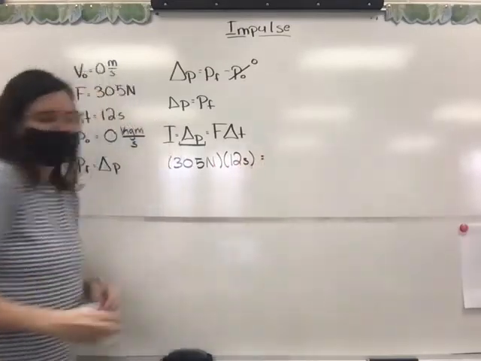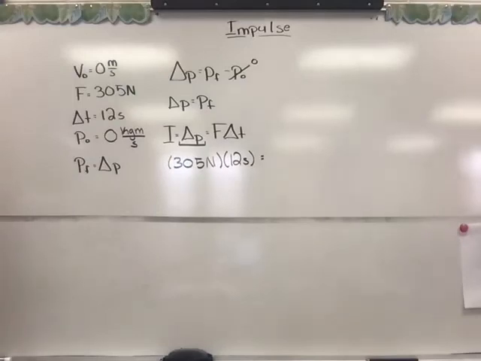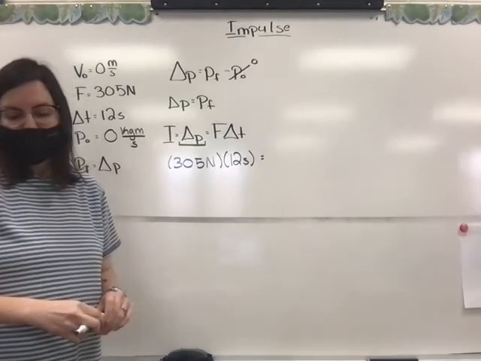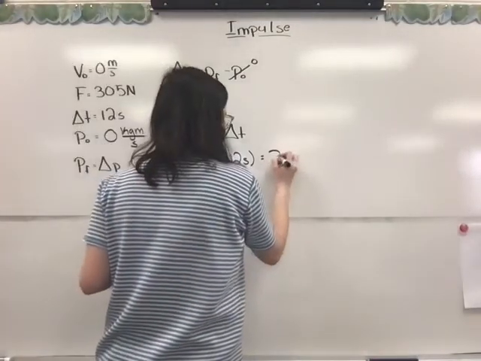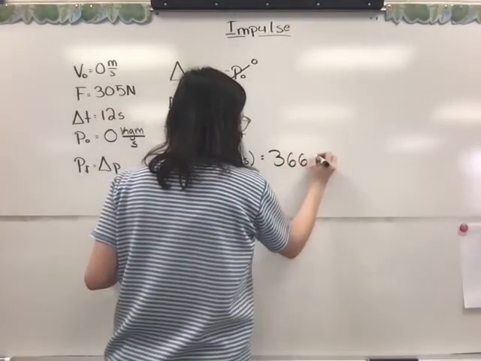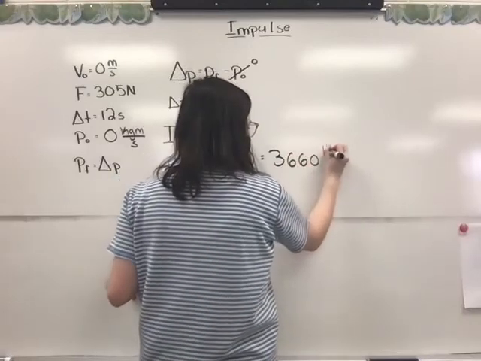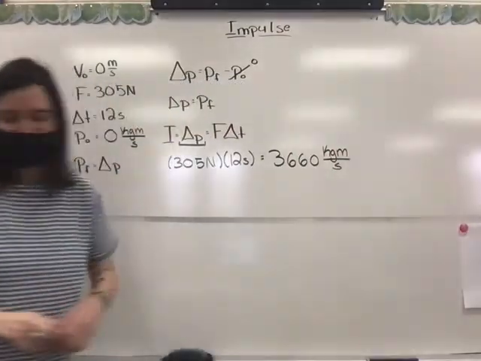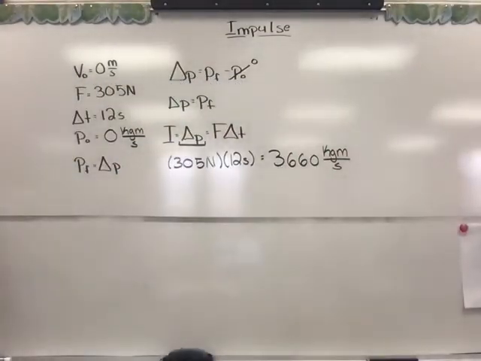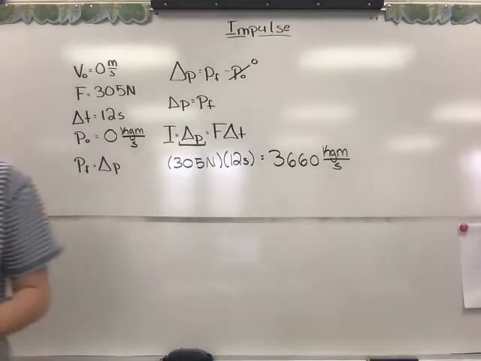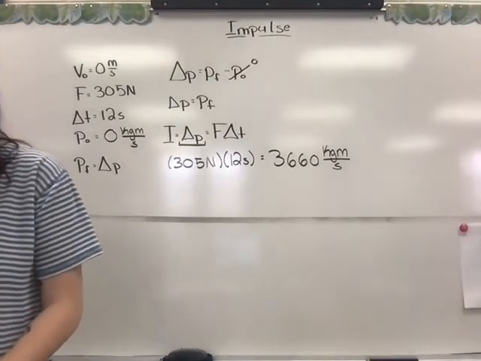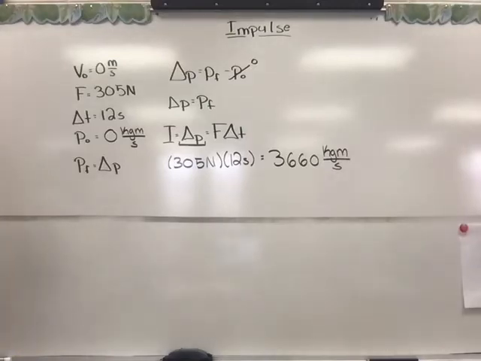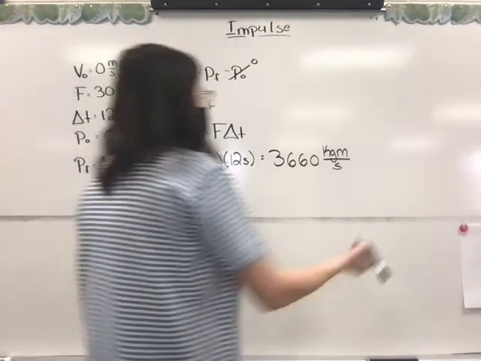So what do we get as our momentum after 12 seconds? 3,660. And what are the units? Kilogram meters per second, okay? Now, we're given a mass, okay? The mass of the car and driver combined is 1,360 kilograms.